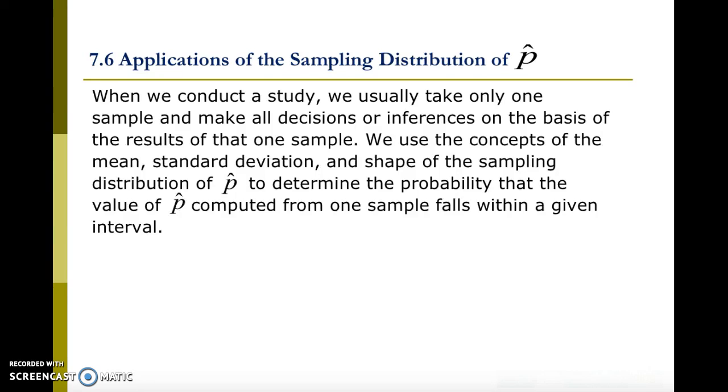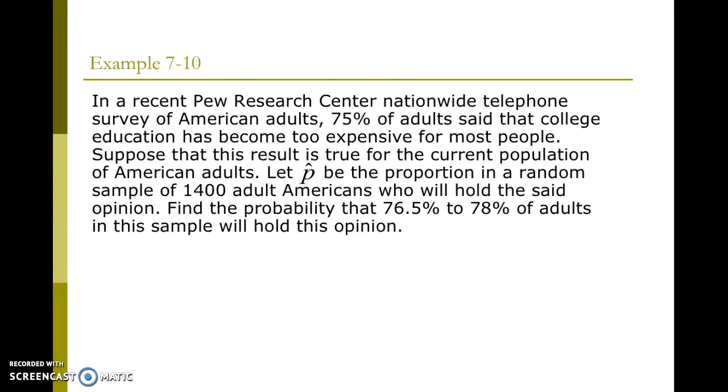So let's just talk about this. You can see on this screen right now that usually we just try to take one sample and we make all decisions or inferences on the basis of those results. So we can still use a mean, standard deviation, and shape of the sampling distribution of p hat to figure out the probability that a given value of p hat would fall within a particular interval. So we're going to walk through a couple of examples.